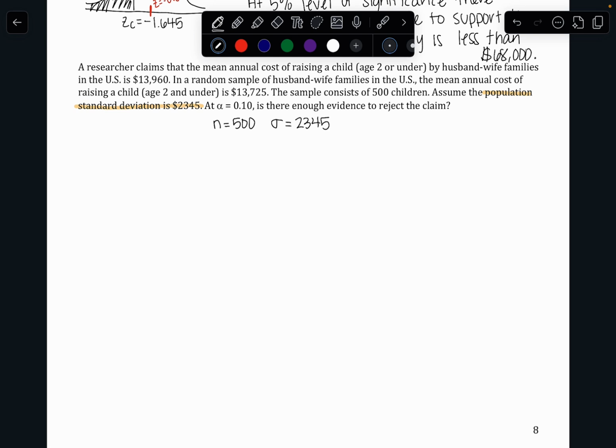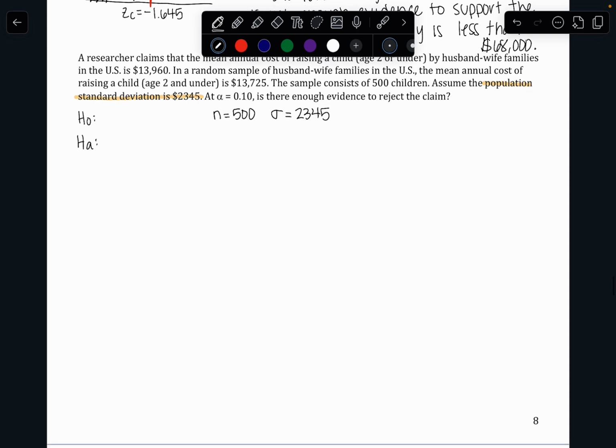So our claim and our hypotheses. So our claim was that the mean annual cost is $13,960. Because that has equality or equal, it's going to be in our null hypothesis. And the complement of equal is not equal. Okay, I'm going to continue to write out everything else we know. So we know alpha is 0.10.